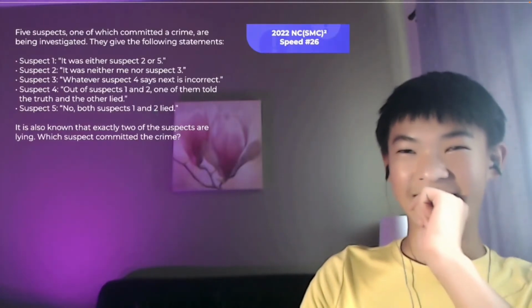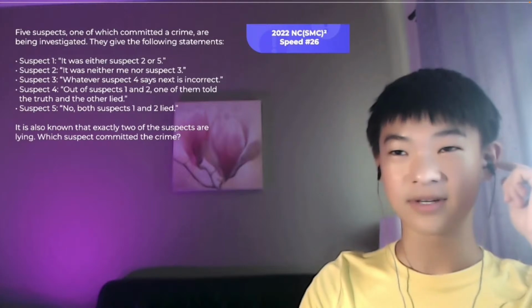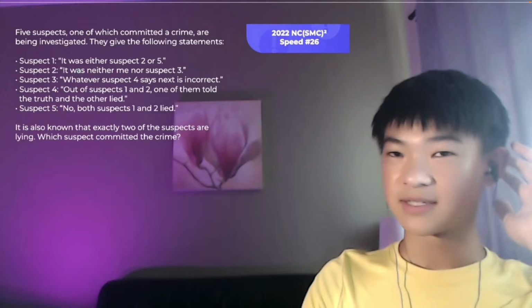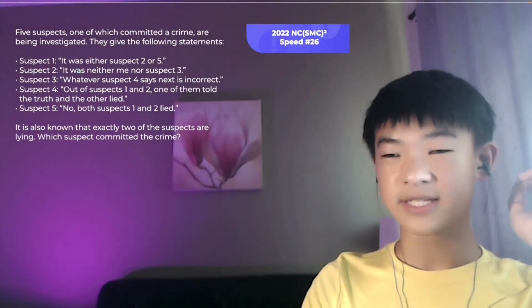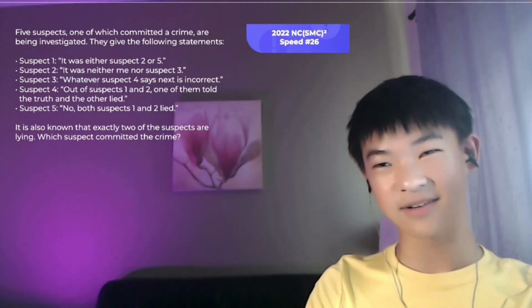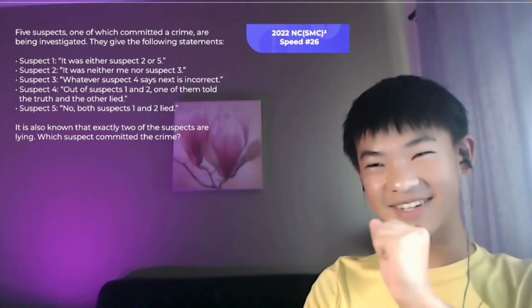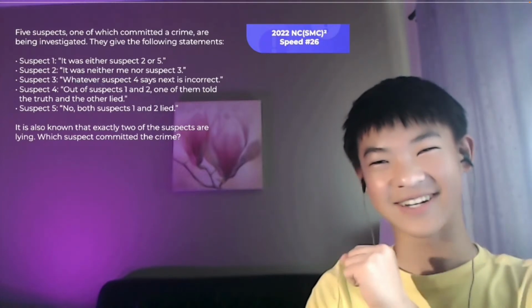This is speed number 26, actually, and it seems to be a logic problem. 5 suspects, one of which committed a crime, are being investigated. They give the following statements. Suspect 1 says, it was either suspect 2 or 5. Suspect 2 says, it was neither me nor suspect 3. Suspect 3 says, whatever suspect 4 says next is incorrect.